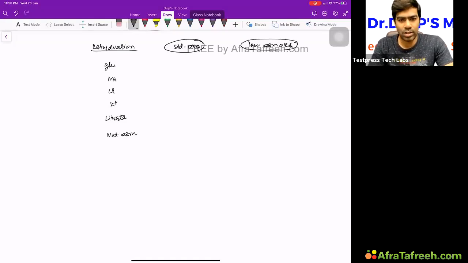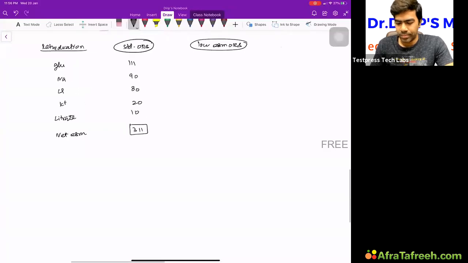But let us see. As far as standard ORS is concerned, the amount of glucose is 111 milligrams per deciliter, sodium is 90 millimoles, chloride is 80 millimoles, potassium is 20 millimoles, and citrate is approximately 10. And if you take the total osmolality, it will be approximately 311. So this is the osmolality of a standard ORS.